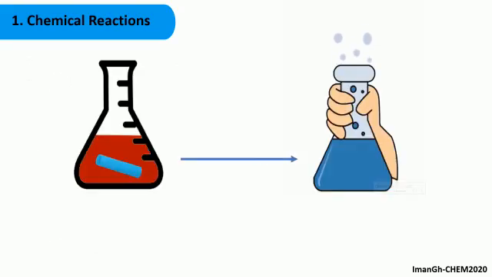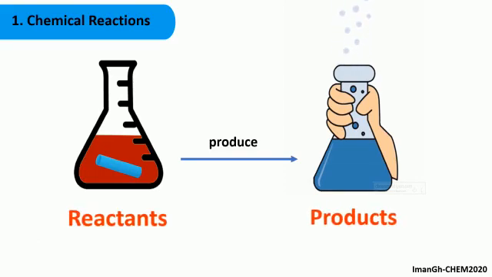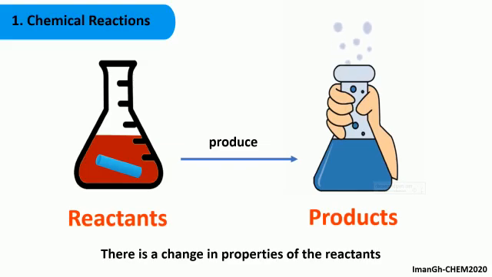In a chemical reaction, the starting substances that react with each other are called reactants. The new substances that are produced are called the products. The properties of the reactants are different from those of the products.